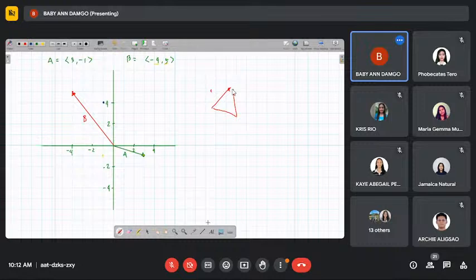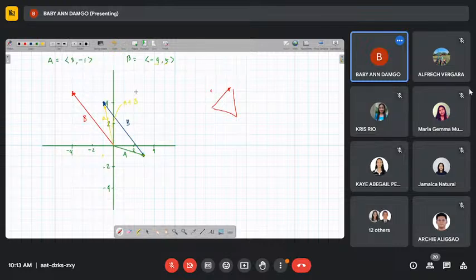Okay, so this is also a representation of B. So, ato na siyang kung ano nga, ang initial point sa B kay naa siya sa terminal point sa A. So, pwede na ta makakonect from the initial point of A to the terminal point of B. So, this is the sum. We have A plus B.